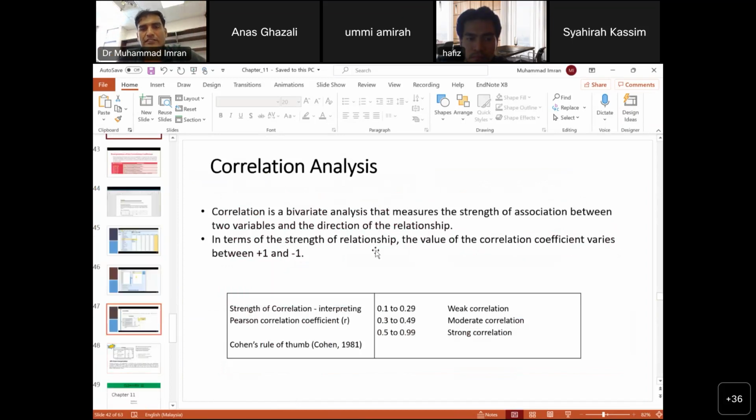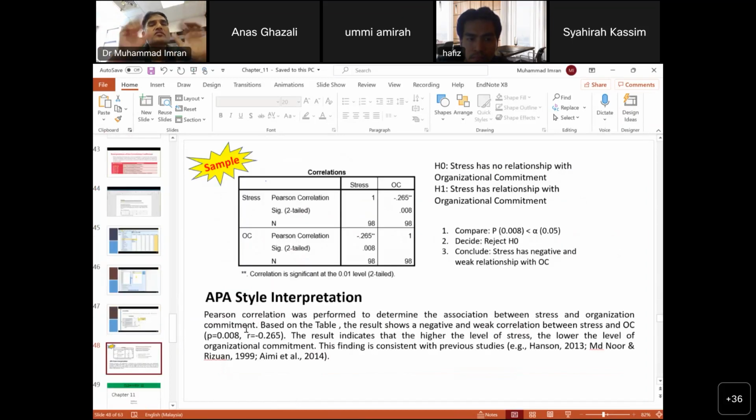Okay, my dear students, now how can you interpret this in your thesis? Pearson correlation was performed to determine the association between stress and organizational commitment based on the table. The result shows a negative and weak correlation between them. The result indicates the higher the level of stress, the lower the level of organizational commitment, because this is negative. Negative means one is increasing, the other is decreasing. The finding is consistent with the previous study. You also can give previous study findings to support your finding as well.